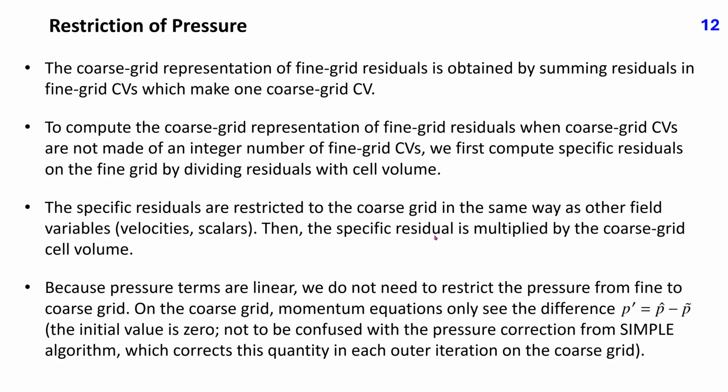Because pressure terms are linear, we do not need to restrict the pressure from fine to coarse grid. On the coarse grid, momentum equations only see the difference P prime equal P hat minus P tilde. The initial value is 0, not to be confused with the pressure correction from SIMPLE algorithm, which corrects this quantity in each outer iteration on the coarse grid.